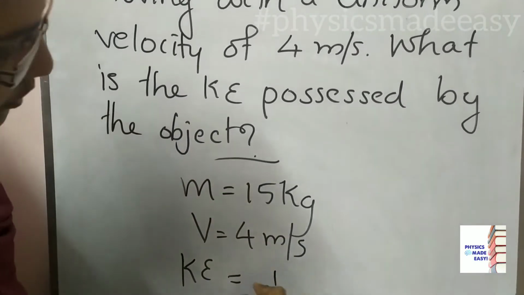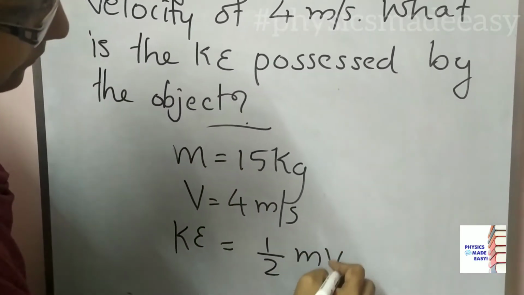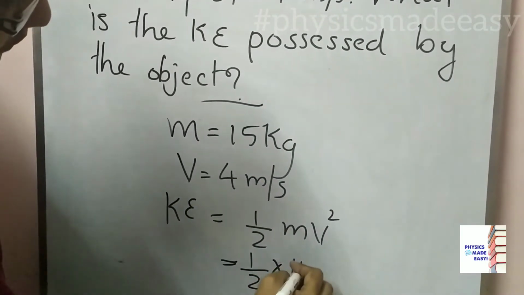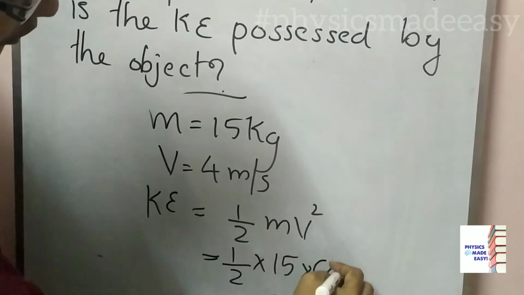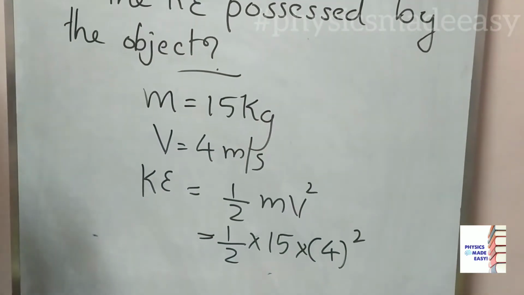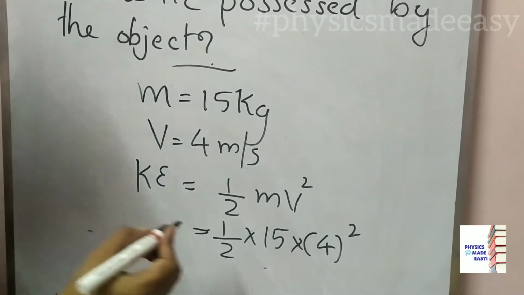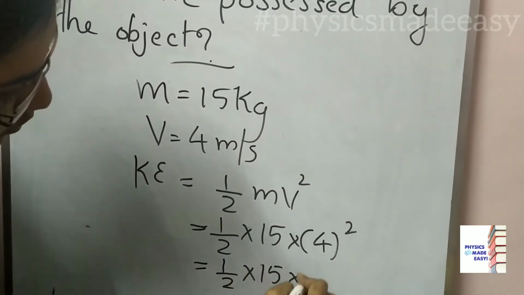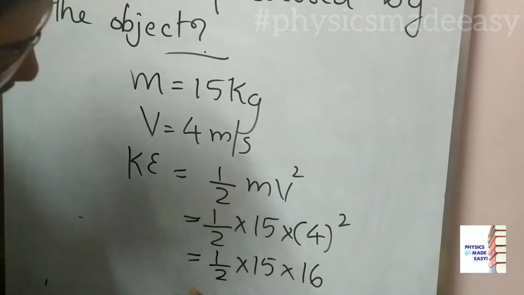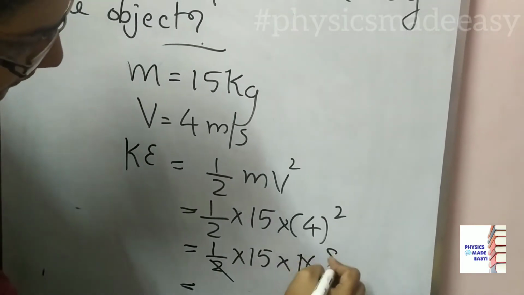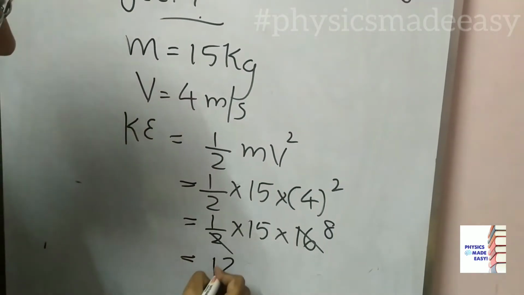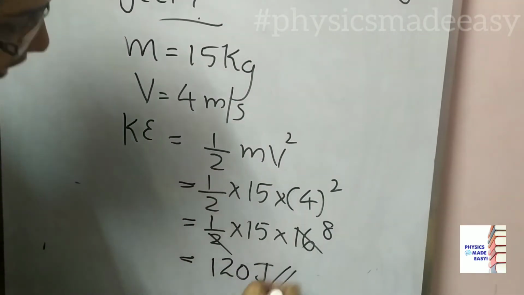Kinetic energy is equal to half mv square, that is equal to half into 15 into 4 the whole square. Then that is equal to half into 15 into 4 square, 16. Then you can cancel this, 8. 15 into 8, that is equal to 120 joule, that is the kinetic energy.